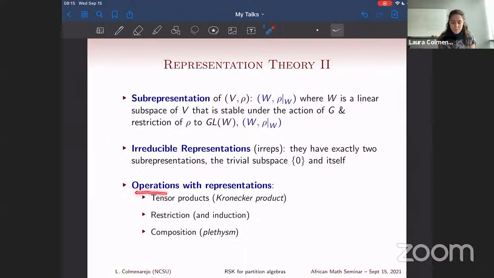So we have several operations with representations. I present here three. We can consider the tensor product, which is also known as the Kronecker product. We can restrict or induce, which is basically moving when I have a group or an algebra, I can have a subgroup or a subalgebra. Then I can look at the relation between the representations in the group and the representations in the subgroup, going in one direction or the other. And the third one, which is a little bit more complicated, is that I can actually compose representations in some special cases, and this is also known as the plethysm problem.